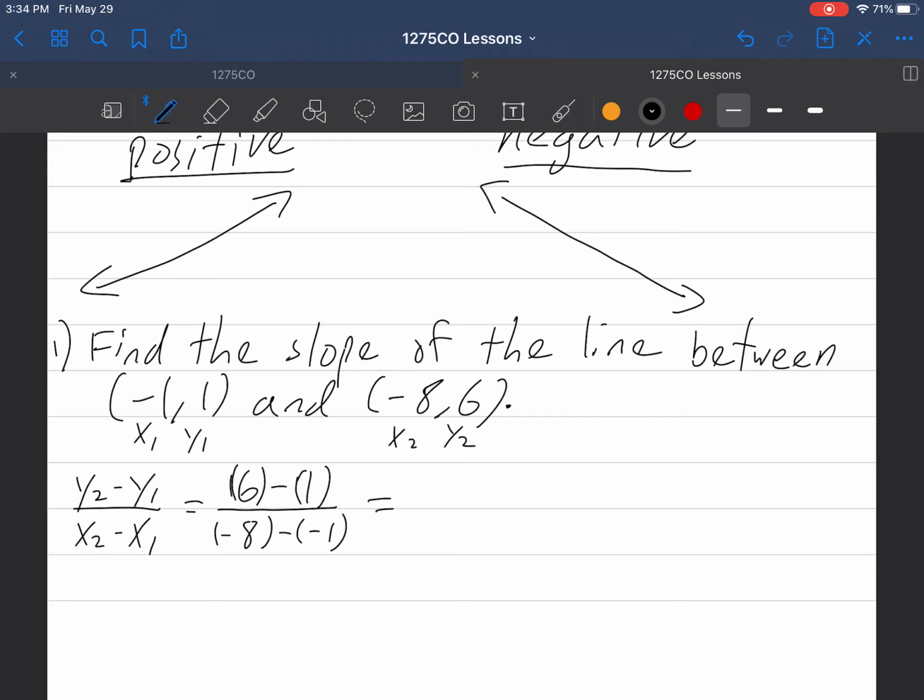So we're going to get 6 minus 1, which is 5. We're going to get negative 8 plus 1, which is equal to negative 7. Whether the negative is on top or on bottom doesn't really matter, because that just means that this slope, this number, is a negative. That's negative 5 over 7.